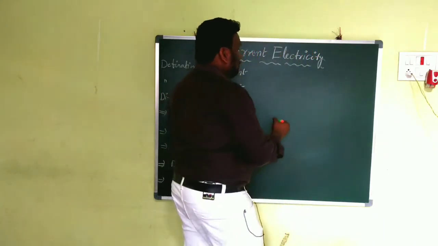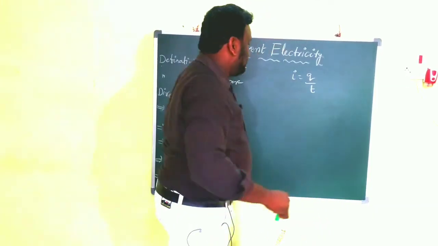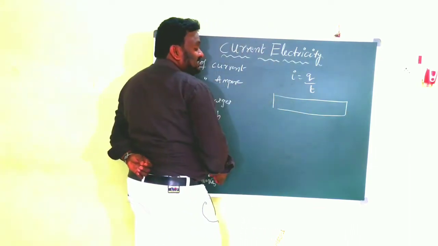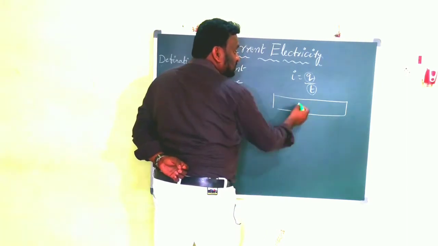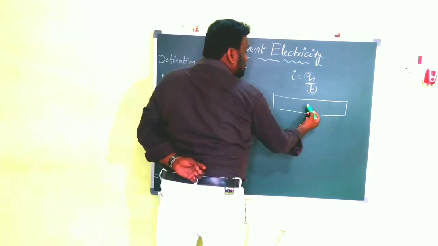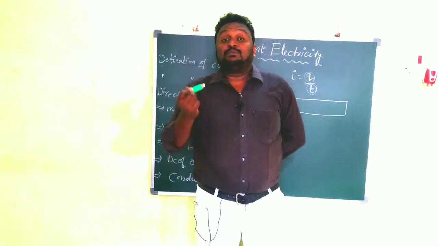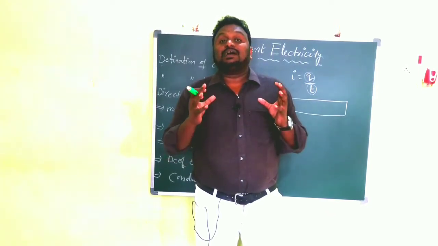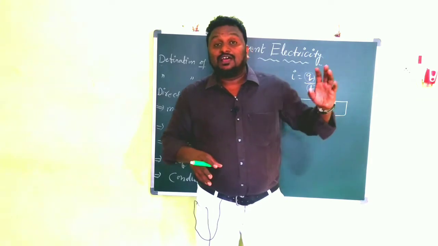Let us discuss here. I is equal to Q by t. For example, this is one conductor. In that conductor, the charge can move within a particular time. That is called electric current. The net amount of charge that passes through a conductor in a particular time is called electric current. Got my point? The net amount of charge that passes through a conductor in a particular time is called electric current.